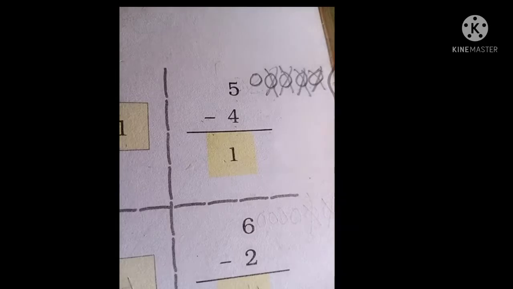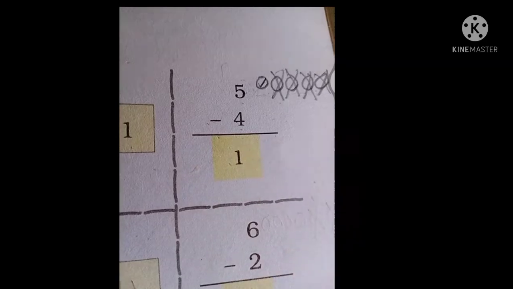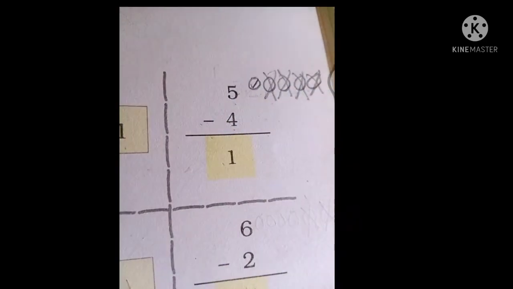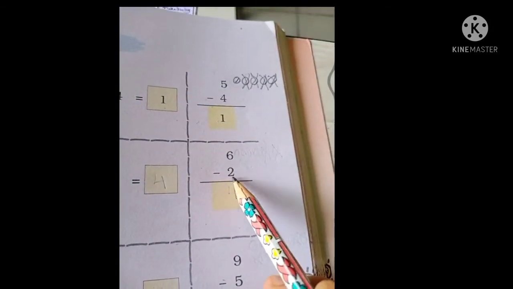So after cutting 4 from the 5 circles, how many remaining? 5 में से हमने 4 सर्कल कट कर दिए तो अभी हमारे पास कितने सर्कल्स ऐसे बचे हैं जिसको हमने कट ही नहीं किया है? Only this one, 1. So your answer is 1. Got it? So 5 minus 4 is equal to 1. Next is 6 minus 2.